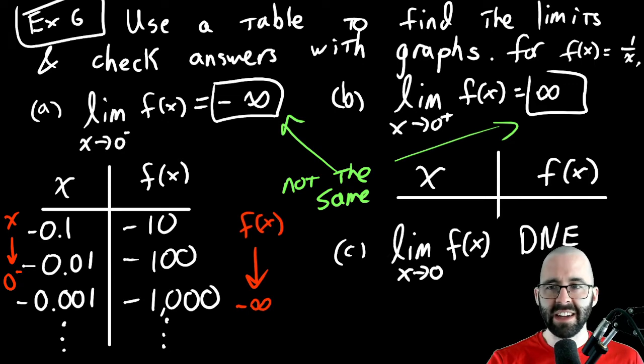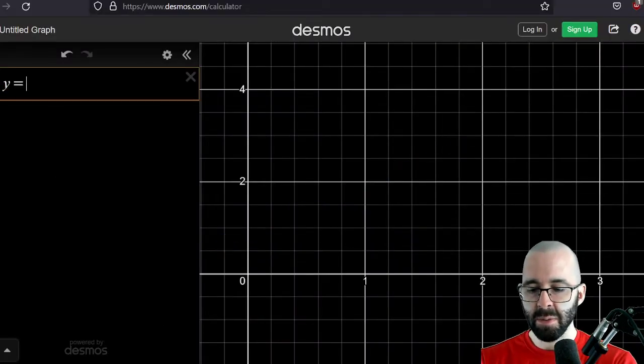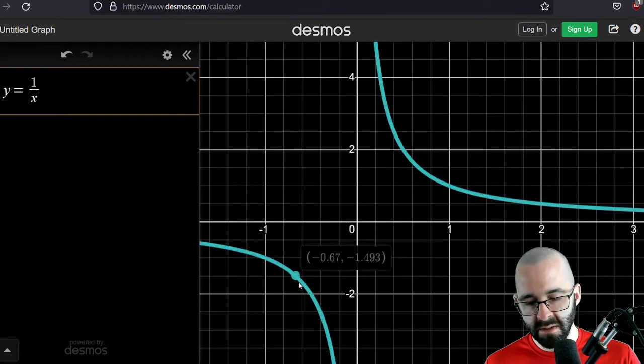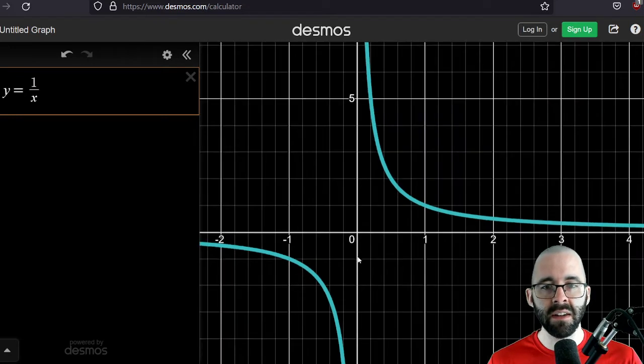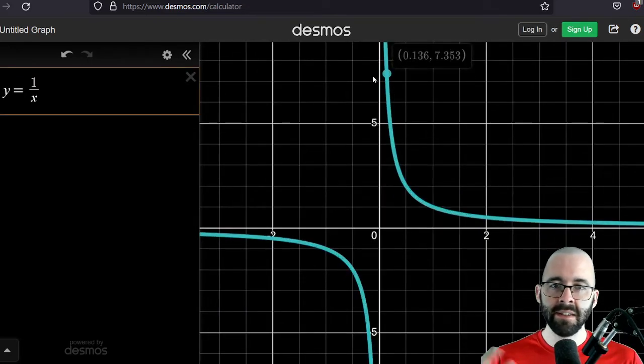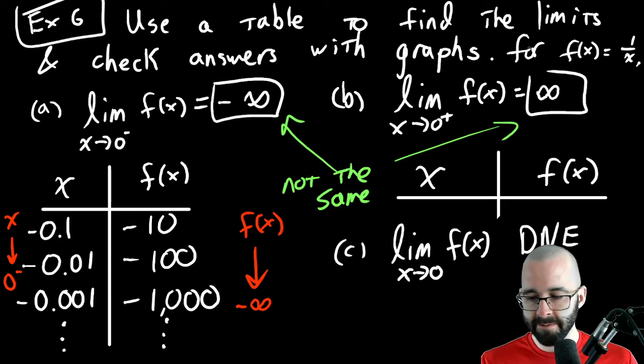Oh, we were supposed to check our answers for example 6 with a graph. Let's do that real quick. This is a reciprocal function. So from the left, shooting down to negative infinity. From the right, going up to positive infinity, and the two-sided limit doesn't exist.